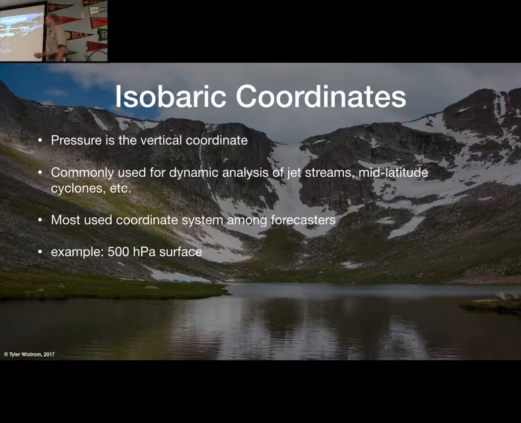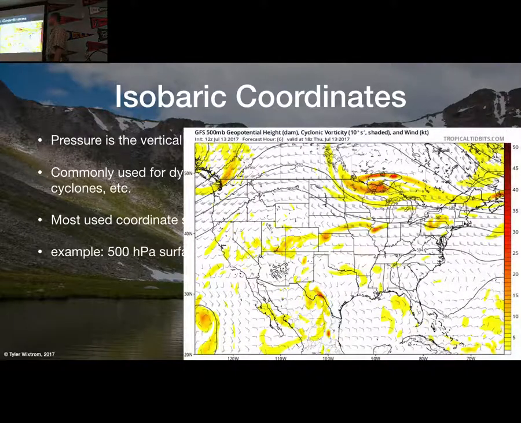And for example, the 500 hectopascal surface is commonly used. That's roughly halfway up by mass in the atmosphere. You'll often plot height contours on that, so how high above a reference point is that pressure level found.